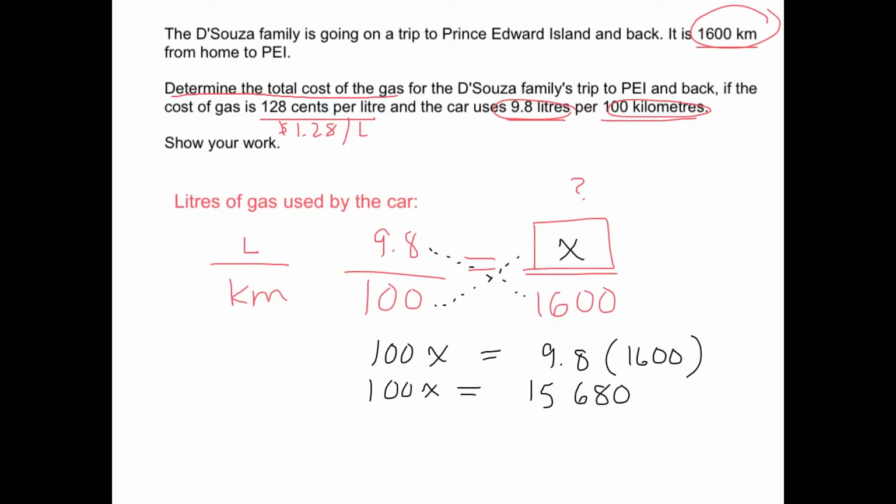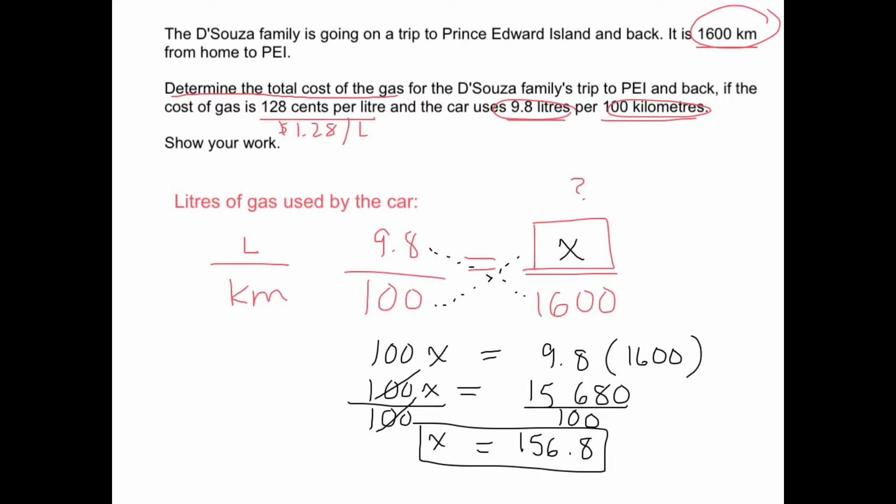Well, in order to isolate X, I need to divide the left side by 100. Since 100 divided by 100 is 1, this reduces to 1x, or just x. Well, if I divided my left side of the equation by 100, what do I need to do to the right side in order to keep the equation balanced? That's right, we also need to divide the right side by 100. So 15,680 divided by 100 is equal to 156.8. So we just found that the car uses 156.8 liters when it travels 1,600 kilometers.